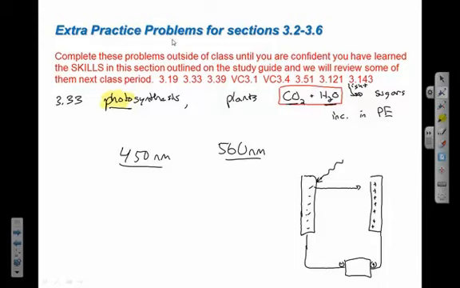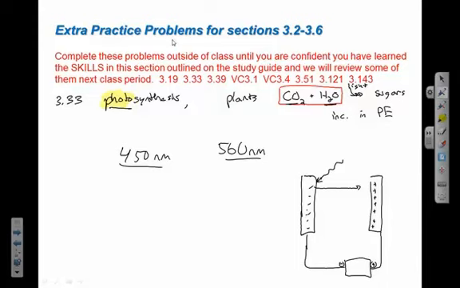Other questions? The 560 is shining. That's the only one. Well, the question says they're both. Really, the question is two different experiments. One experiment where you're shining the 450 nanometer light, and then another experiment where you're shining the 560 nanometer light, and you're comparing the results of the two experiments.